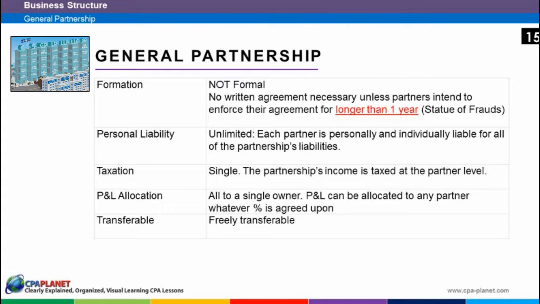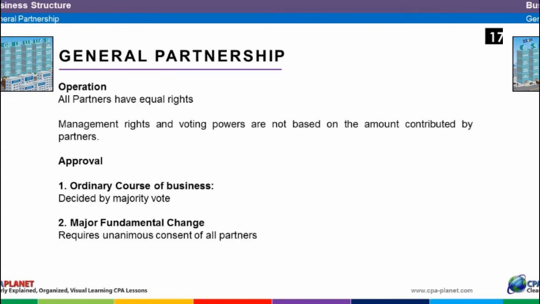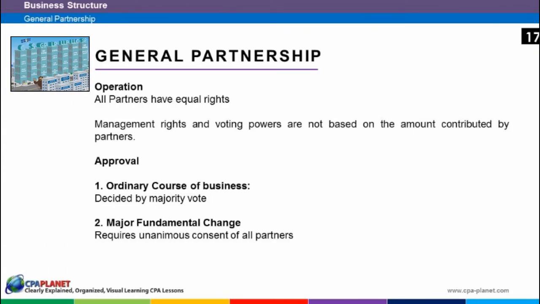Okay, let's go through the general partnership. The approval of activities during the ordinary course of business is decided by majority vote, just like you'd expect. If there's a major fundamental change, it requires unanimous consent, just like you'd expect. You and your two buddies start a pizza company, okay? And two of you are working and you decide, we're going to make this special pizza, then those two can do it. If you say, we're going to sell the business, you can't do it unless all three of you make that decision. Okay, major fundamental changes.